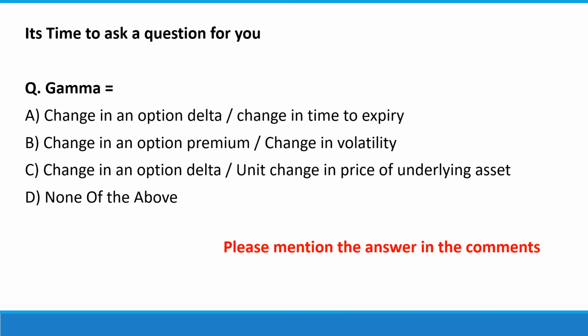It's time to ask a question for you. The question is: gamma equal to option A, change in an option delta by change in time to expiry. Option B, change in an option premium by change in volatility. Option C, change in an option delta by unit change in price of underlying asset. And option D, none of the above. Please mention the answer in the comments.